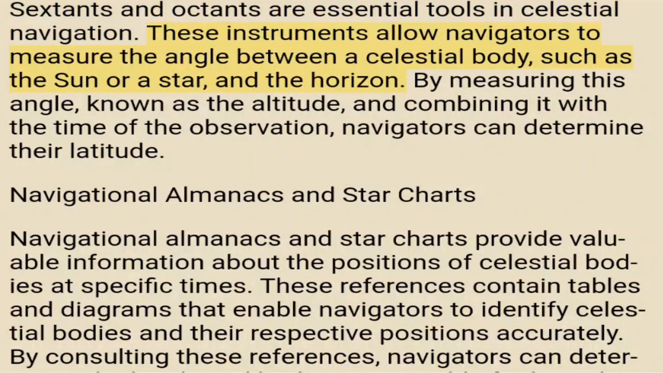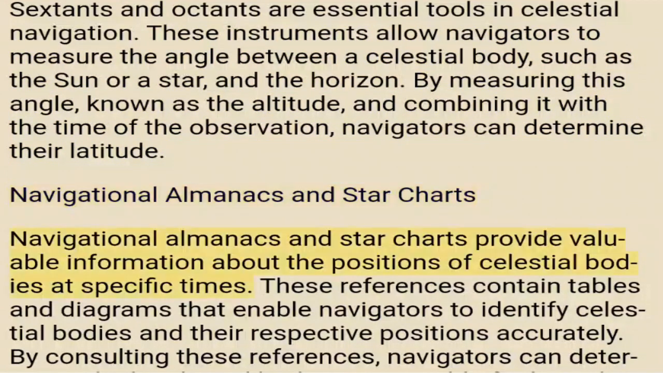These instruments allow navigators to measure the angle between a celestial body, such as the sun or a star, and the horizon. By measuring this angle, known as the altitude, and combining it with the time of the observation, navigators can determine their latitude.